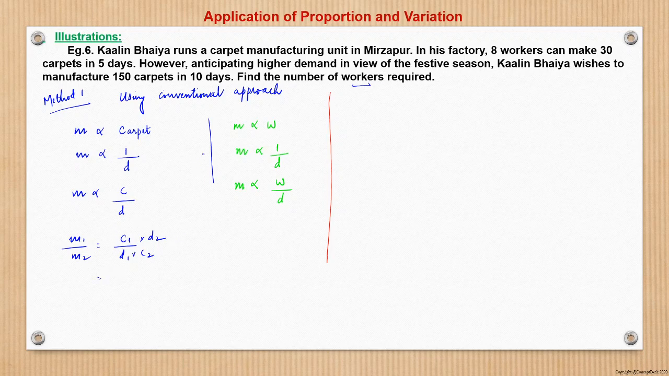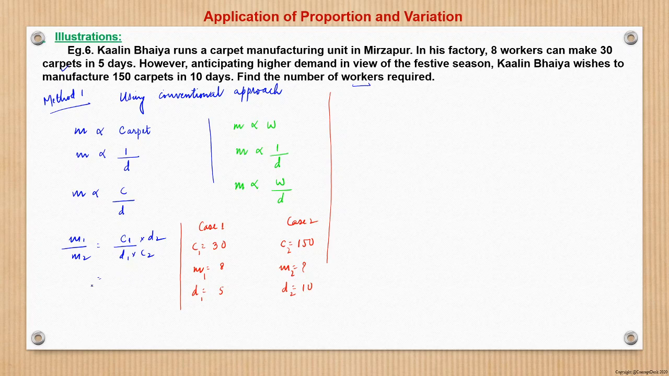So now here C1 we know, they are preparing 30 carpets initially, right? So basically if I now compare here, case 1, case 2: initial carpet was 30, number of workers 8, and number of days required is 5. In case 2, the number of carpets to be produced is 150, number of men is a variable we have to find, and the number of days is 10, right? So this let be C1 M1 D1, and this let be C2 M2 D2.